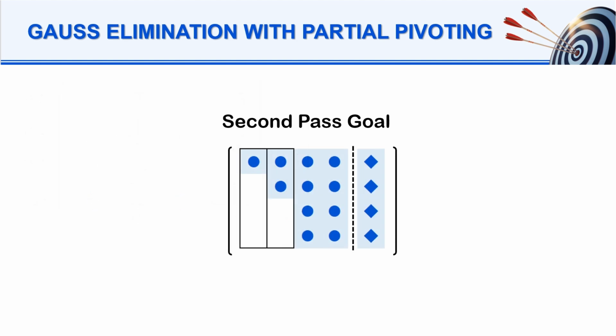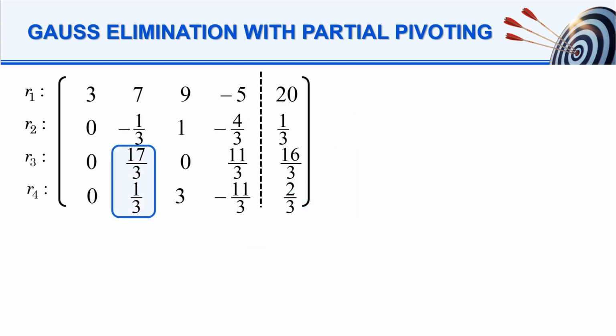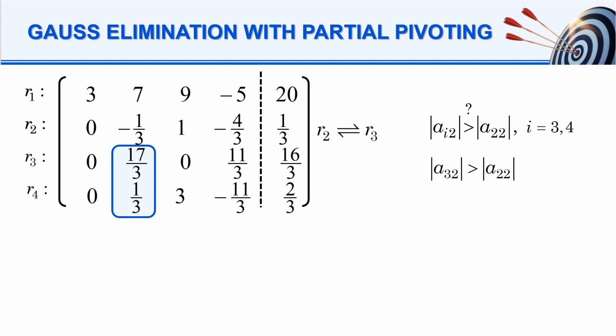The goal of the second pass is to ensure the pivot in row 2 is the largest in magnitude, and use the pivot to eliminate all the elements below it. Again, we note that the second row second column element, which is minus 1 over 3, is not the largest of the second column in magnitude. The largest element, which is 17 over 3, is in the third row. Thus, we interchange row 2 and row 3.